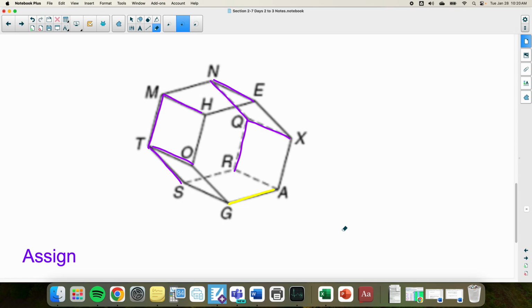So like I said, HE, MN, and RS are all in the same plane, or they're all parallel. Then, all of these on the front hexagon are in the same plane, so we can't choose those. So HE, EX, XA. SG touches it, SR is parallel, RA touches it, XA touches it, EX is in the same plane, MN is parallel, and RS is parallel.